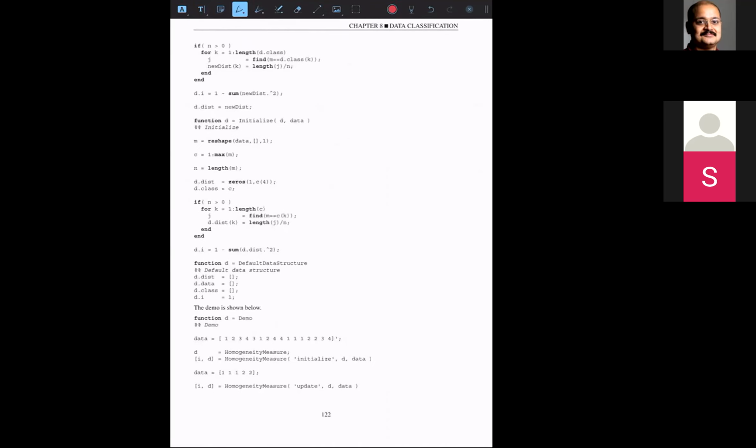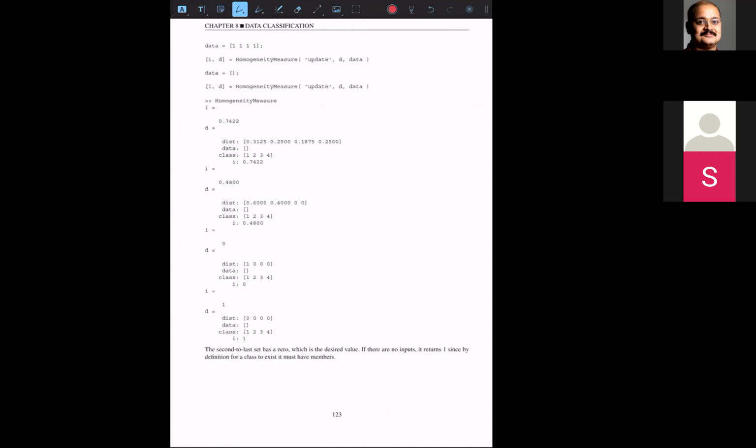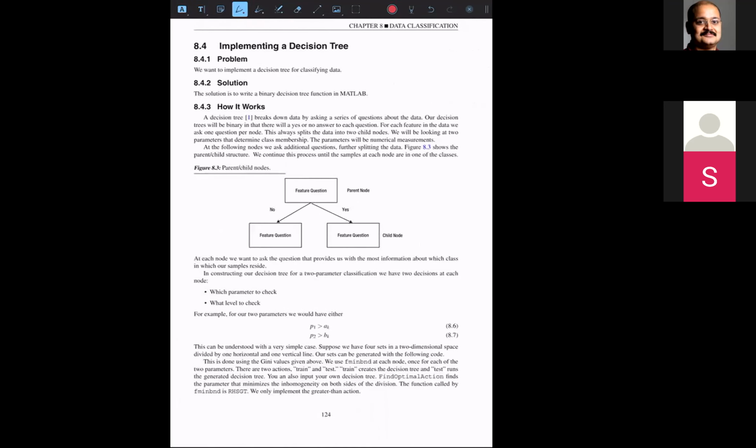So what I want you to do is, if you want to see how this homogeneity measure works, just look at the demo and run this demo, and then you will see that it will give you the distribution. It will show you the classification data. So run the demo.